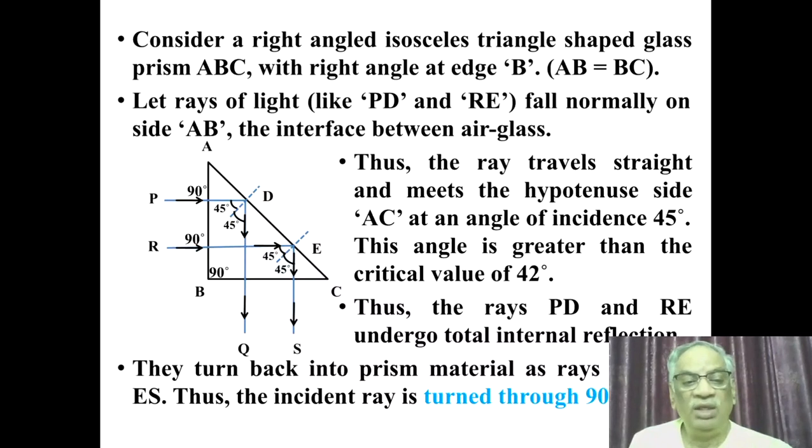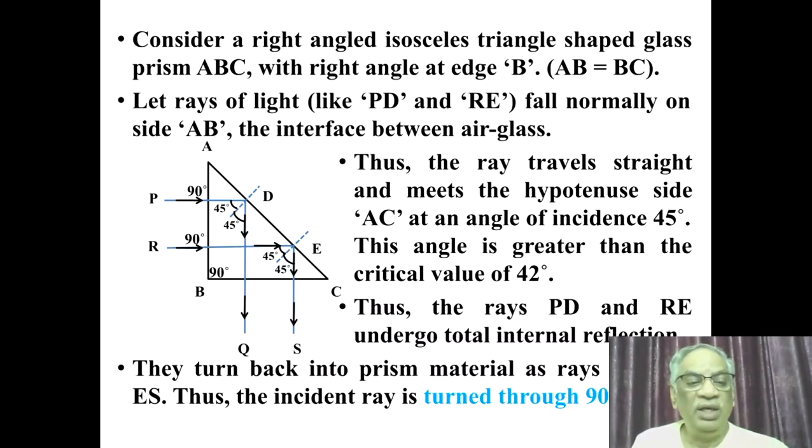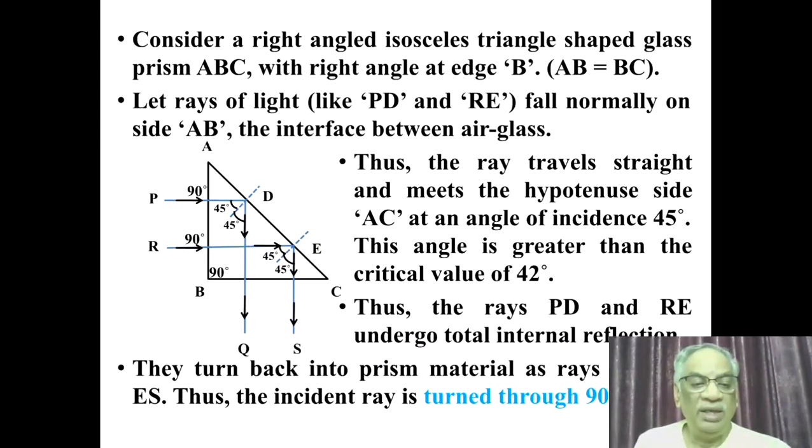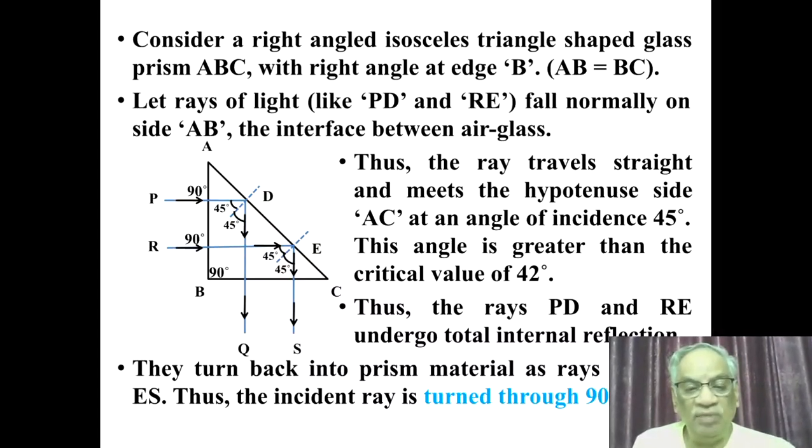Because the angle of incidence 45 degrees is more than the critical value 42 degrees, rays PD and RE undergo total internal reflection. Thus, they turn back into the prism material as rays DQ and ES. This makes the incident ray PD turn through 90 degrees and emerge out of the prism material through the base BC as ray DQ, and similarly the ray RE turns through 90 degrees and emerges out as ray ES. So this total turning through 90 degrees is because of the total internal reflection.